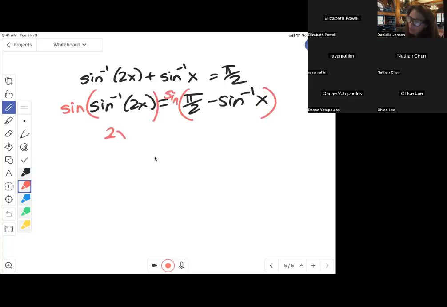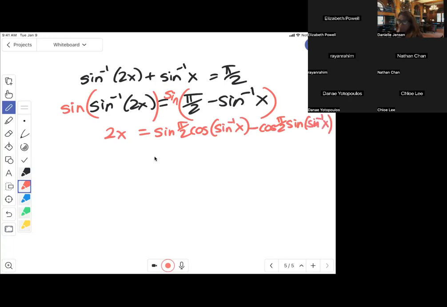So you've got 2x equals, and then it's important to recognize on the right side, you cannot distribute sine across. You have to use the sine of a difference in this case. So I'm going to use that identity. So sine of pi over 2 times cosine of inverse sine of x, minus cosine of pi over 2 times sine of inverse sine of x. And then you start to simplify what you can. So what is sine of pi over 2?